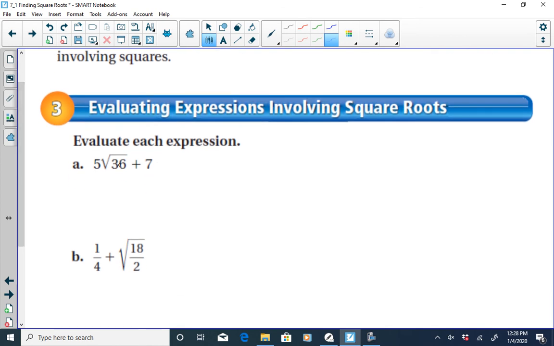We know that the square root of 36 is 6. So this becomes 5 times 6 plus 7. 5 times 6 is 30 plus the 7. So that would be 37 when we evaluate that expression.